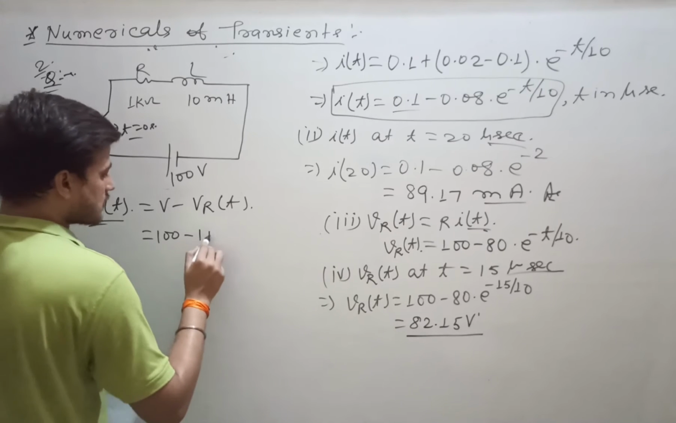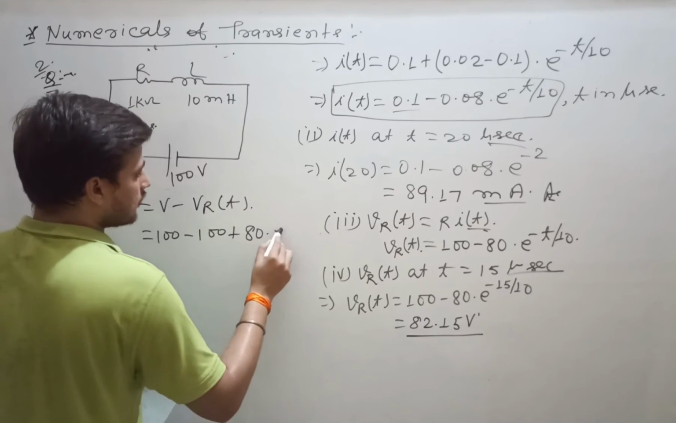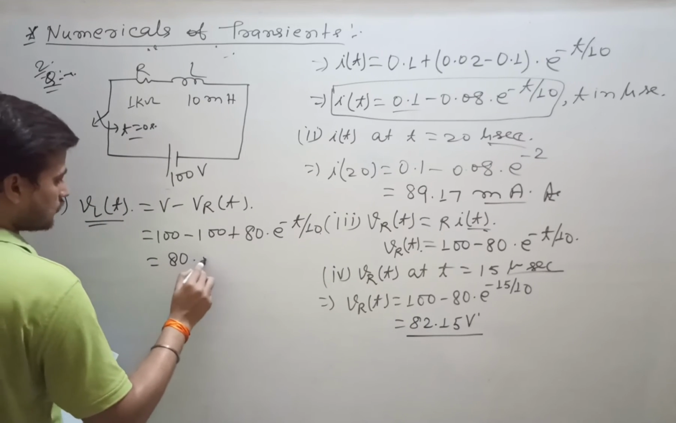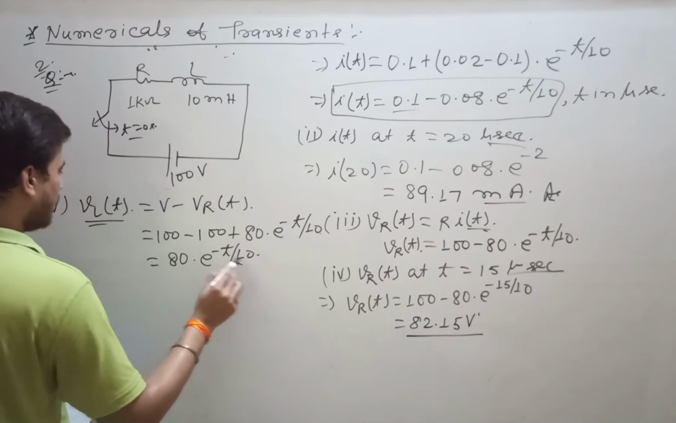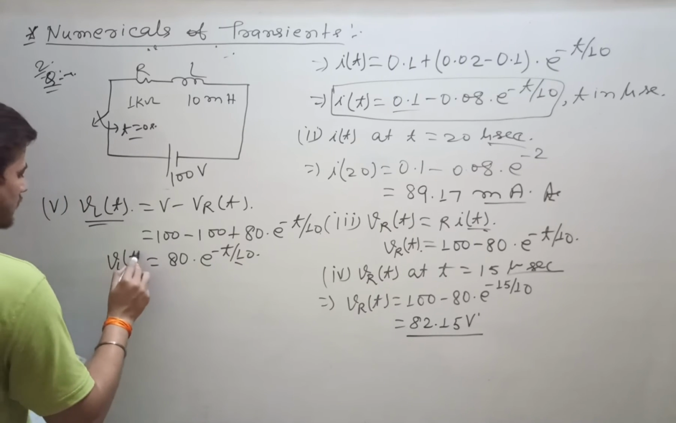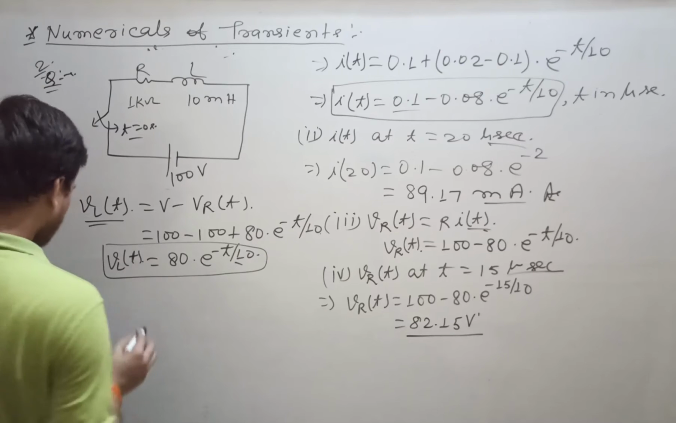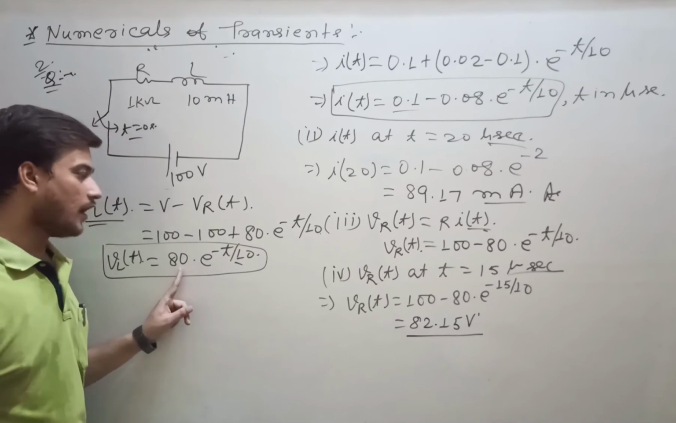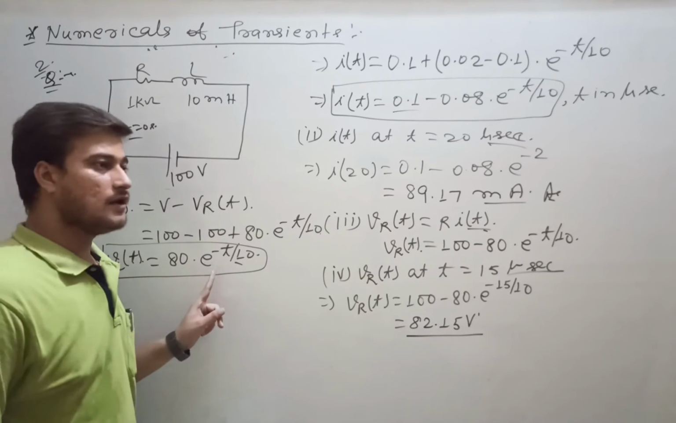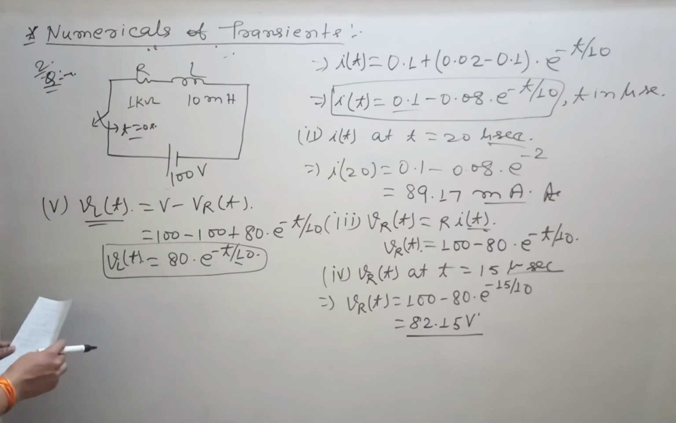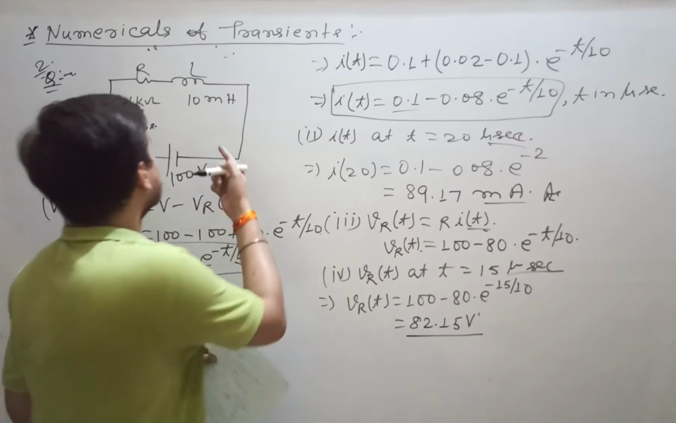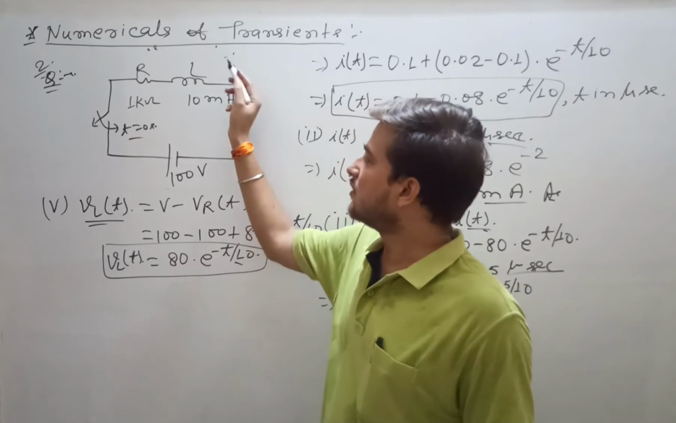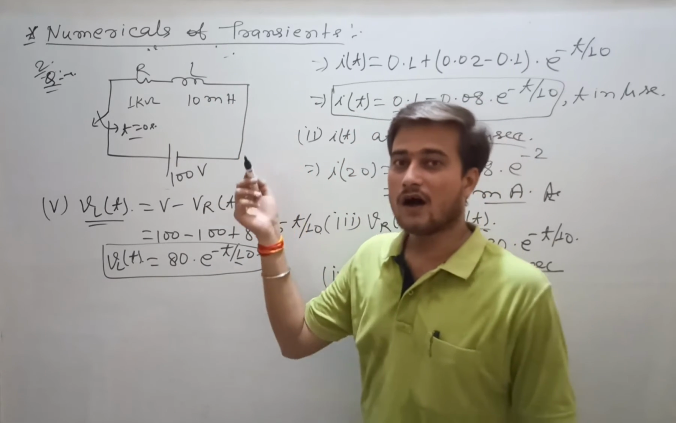Here the expression is 100 minus (100 minus 80 into e to the power minus t by 10), so from here it is equal to 80 into e to the power minus t by 10. Clear? That means if you put t equal to 0, the value will be 80 volt. But when the initial conditions were 0, at that time when you put t equal to 0, you were getting 100 volt across the inductor.